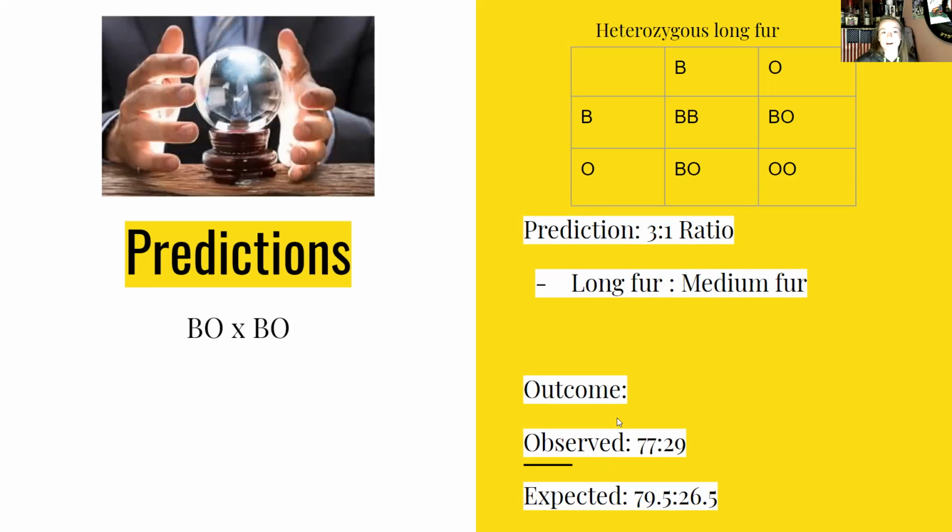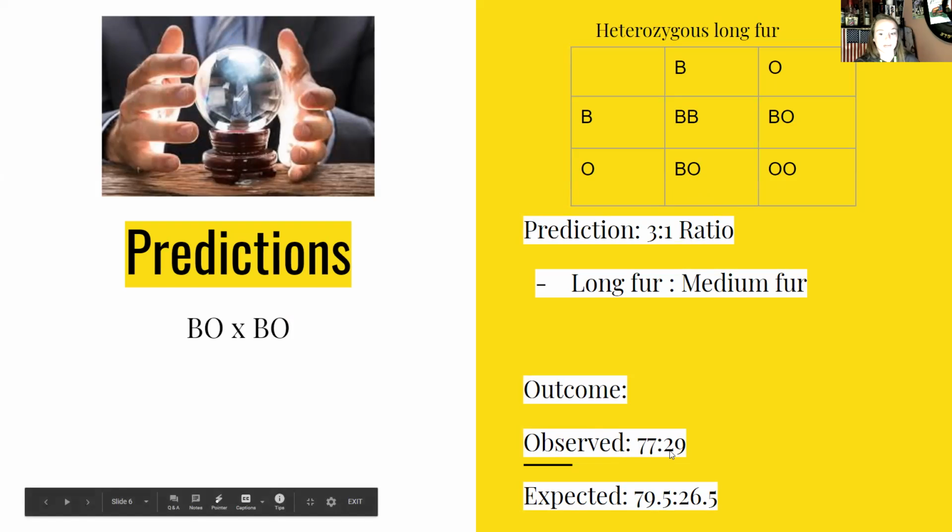And here's our next cross for our heterozygous long fur mice with a B and an O allele. Here again is our double O allele medium fur mouse. Our prediction for this cross is a 3-to-1 ratio as well, 3 being long fur and 1 being medium fur. Let me also add that if you look right here, the B and O allele, this mouse comes out to be long fur. So that means that the long fur dominates over the medium fur, just like the short fur did. Our observed outcome was 77 to 29, when our expected was 79.5 to 26.5. And these numbers are also very similar.